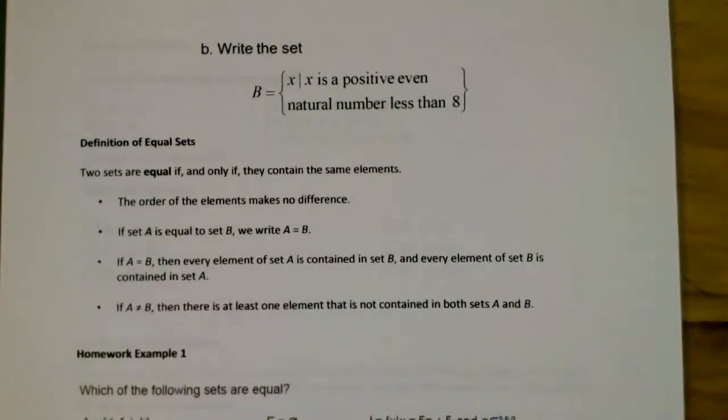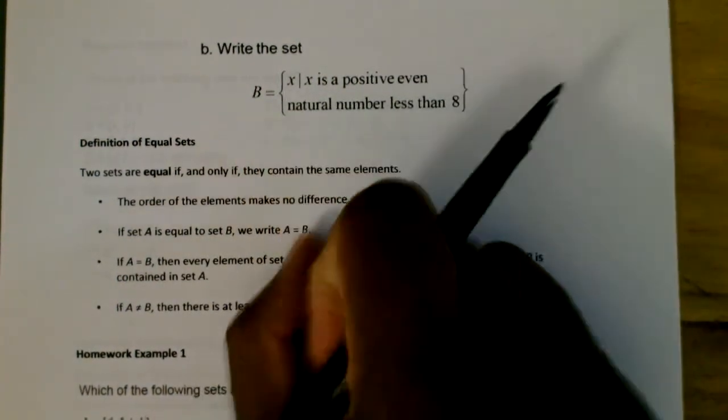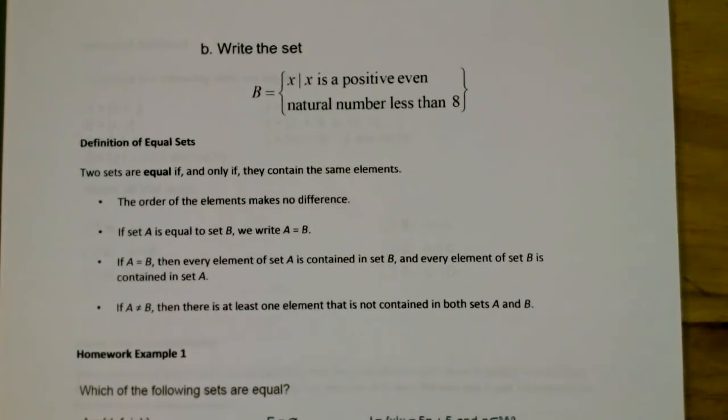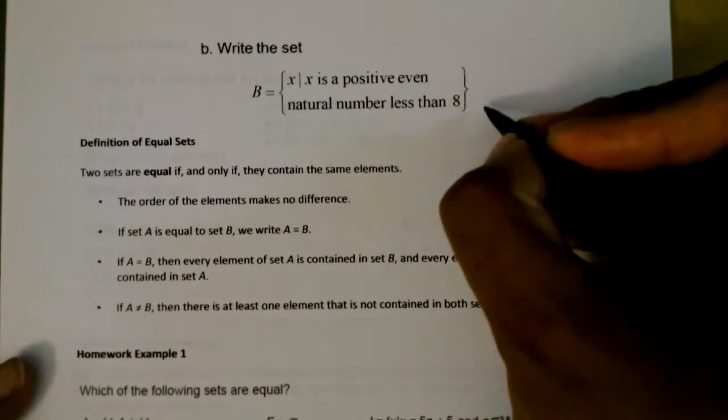Let's say we had this. Let's say I want to write this set. In this case here, B is going to be the set of all x such that x is a positive, even natural number less than 8. A positive, even natural number less than 8. So in this case, set B would look like this.